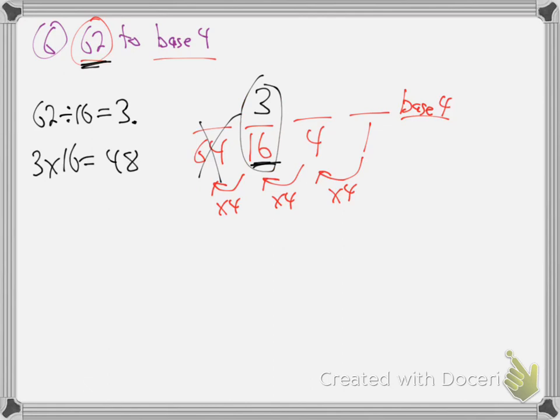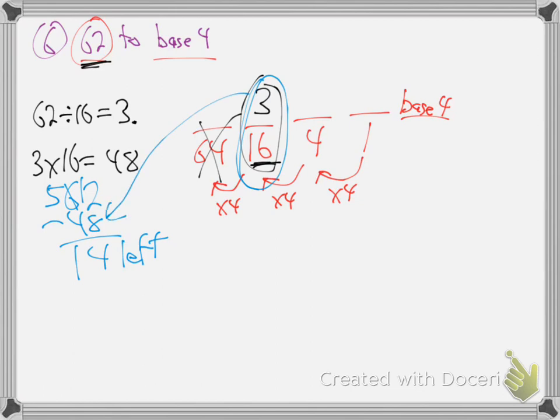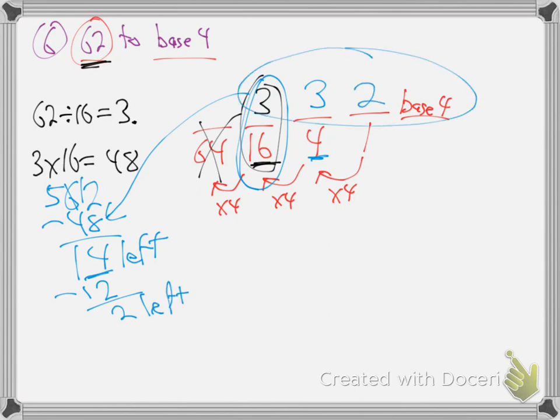48. That means right now I have 3 16s, which is 48. So I've used up 48. My number is 62. I've used up 48 already. Let's see what that leaves. That's 14 left to go, right? Because 3 16s is 48, and I'm supposed to represent the whole 62. So I've got 14 left to go. So how many 4s go into 14, which is what I have left to represent? 3 4s, right? Because that'd be 12. Subtract 12, 2 left. So that's 2. So 3, 3, 2, base 4, is the same as 62 normal.